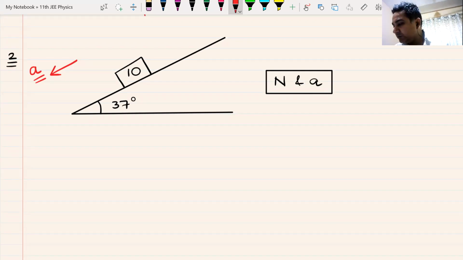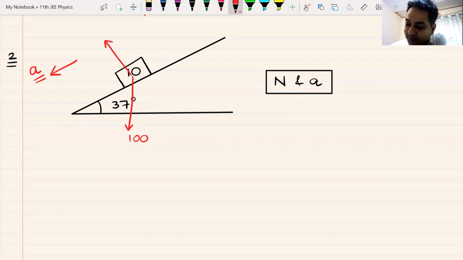Let me now solve the question. First step, sketch, already there. Second step, isolate all bodies. Only one body, so nothing to isolate. Number 3, draw the free body diagram. Let us look at the forces acting on this. Gravity is always vertically downwards: mg, 10 into 10, which is 100. Then it is kept on an inclined plane, so the normal reaction comes like this, N. Is there any other force acting on this body? No, there is no other force. So the free body diagram is done.